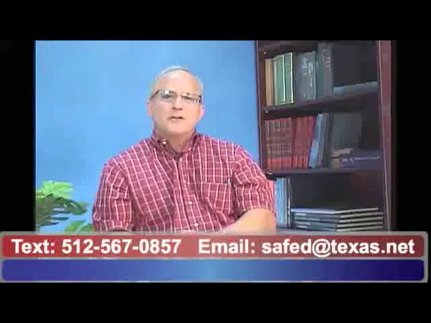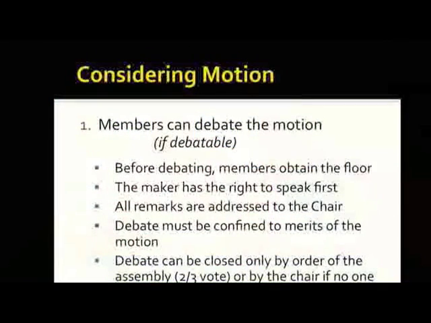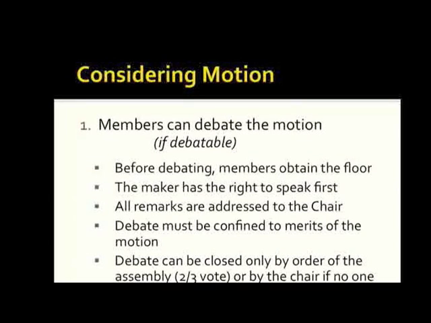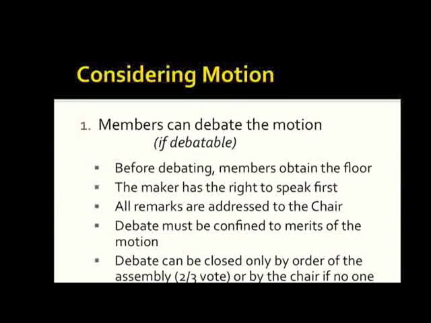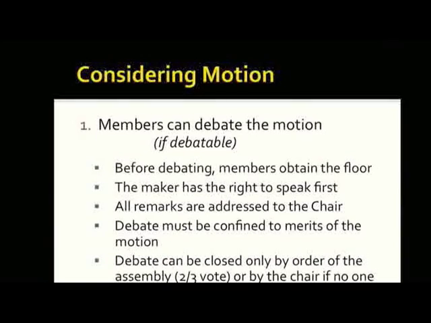So when we consider the motion, now we can debate it, can't we? And again, members have to obtain the floor to get recognized in debate. But the maker of the motion, they have the right to speak first. They don't have to speak first. They can get preferential recognition later if they want to. But sometimes the chair will do that. I would look towards Clay and see if he wanted to get recognized in debate. And if he didn't, then I would look to see if anybody else did.